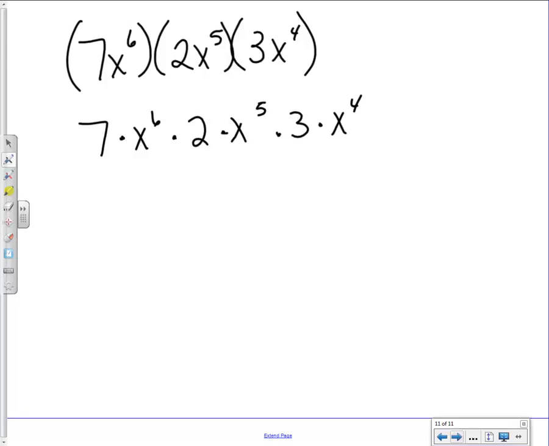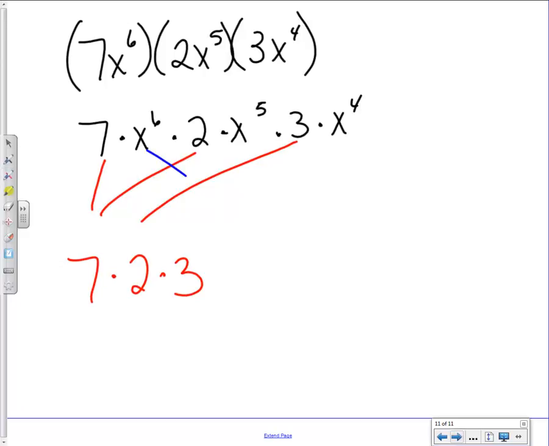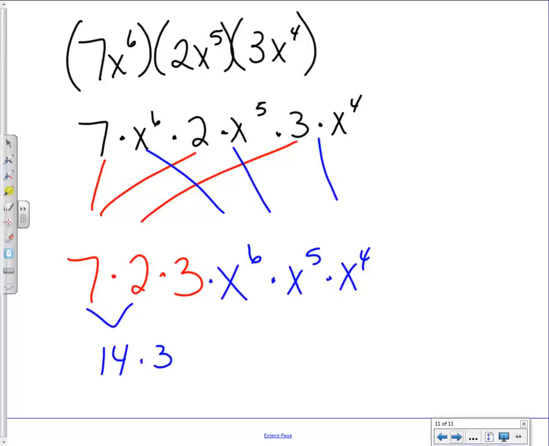So just looking at this, I know that I need to multiply all of the numbers, and then I need to multiply all of the x's with the exponents by following each of those rules. So I'm going to show you by dragging them down that I'm going to put these together. So 7 times 2 times 3, there's all my whole numbers, and then the x's are going to go later, and it's times x to the 6th times x to the 5th times x to the 4th. So 7 times 2 is 14. 14 times 3 is going to give me, I don't know, 42. So my numbers have all been multiplied together, and I got 42.